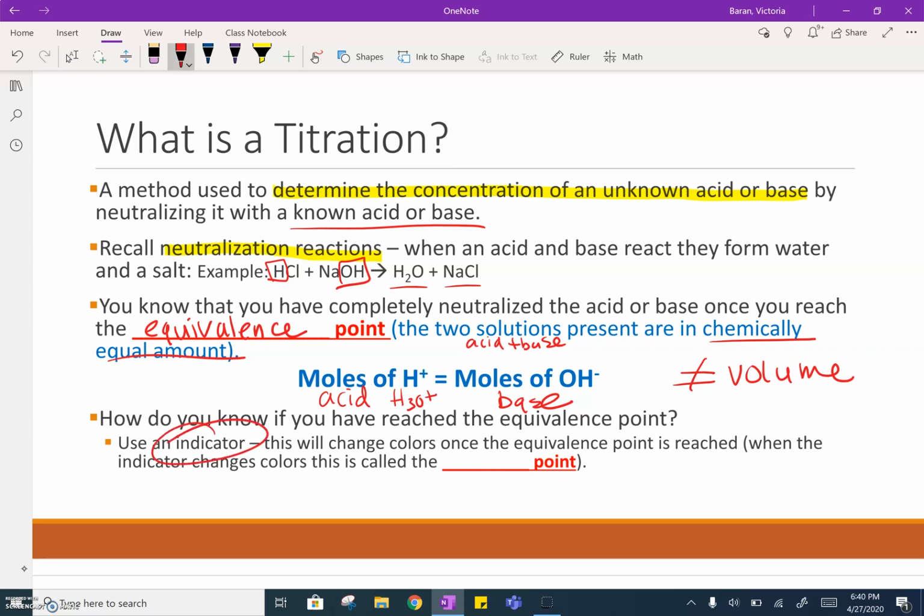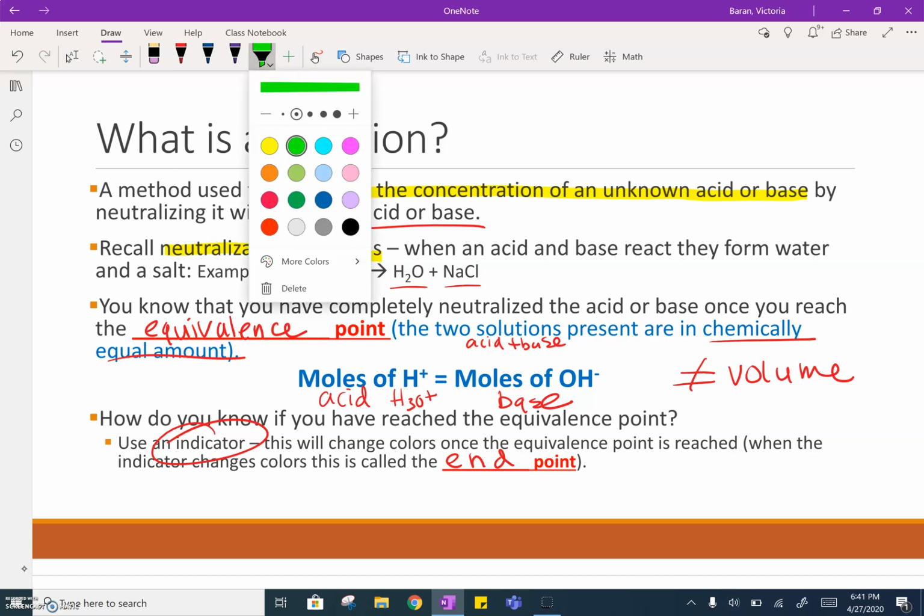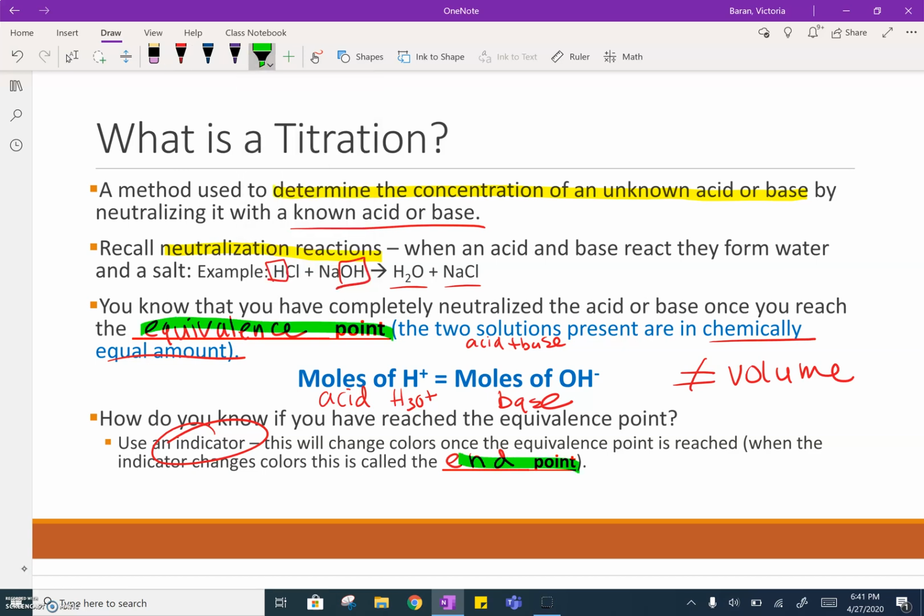Now, how do you know when you've reached the equivalence point? So we're going to use an indicator, and these indicators are different from what we've talked about earlier. So earlier we talked about indicators that tell us the pH. These indicators are going to tell us when we've reached what we call the endpoint. And the endpoint is essentially happening at the same time as the equivalence point. So this and this will essentially occur at the same time. And you know you've reached the endpoint when you've had some type of a color change.